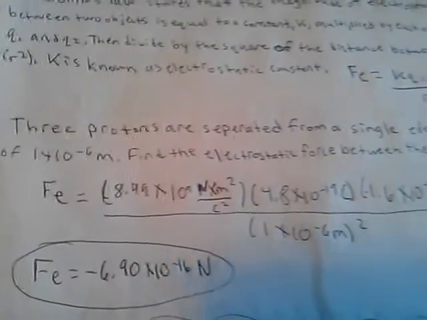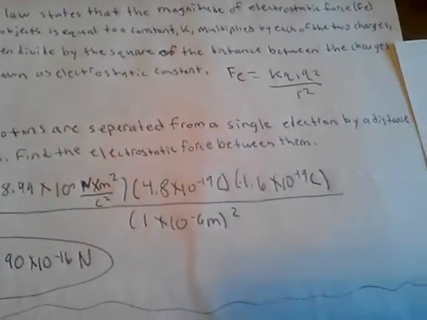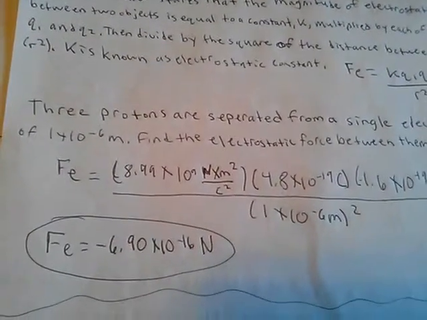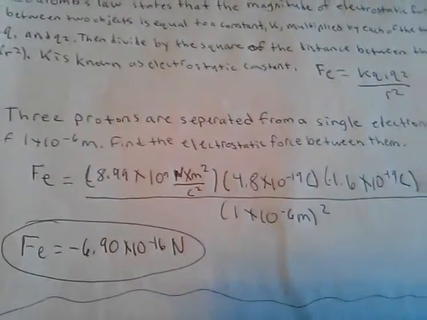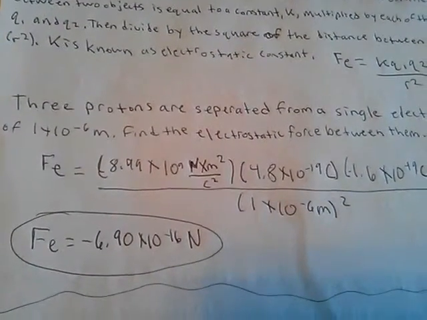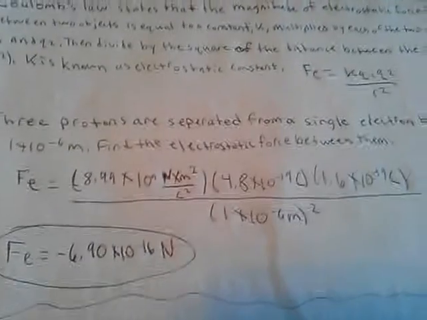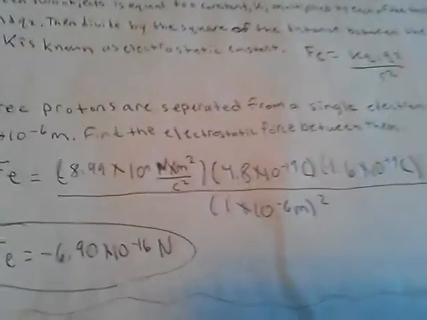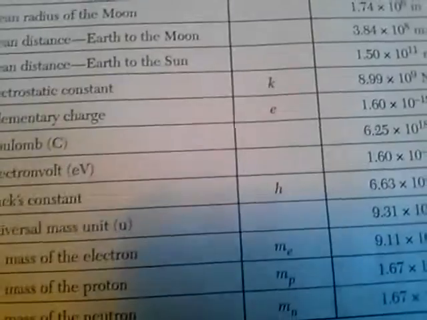So 3 protons are separated from a single electron by a distance of 1 times 10 to the negative 6th meter. Find the electrostatic force between them. Fe equals, this is the substitution, when you just substitute everything in. You got the K by looking at the reference table, the first page, list of physical constants. So it's right there. Electrostatic constant K equals the number.